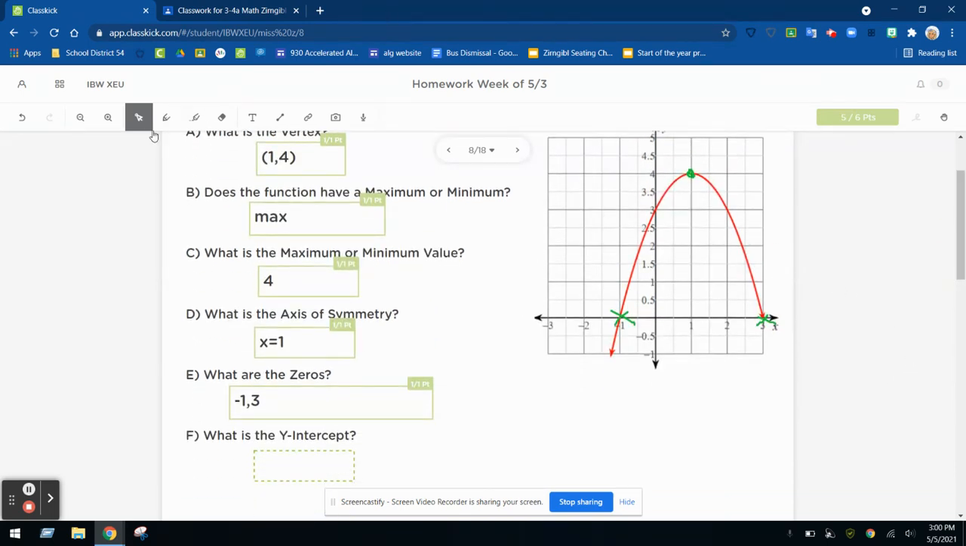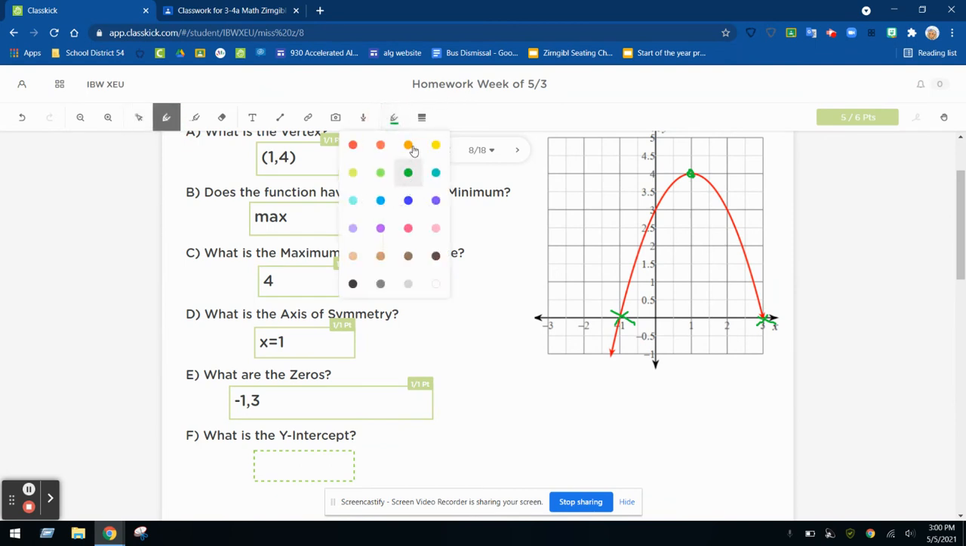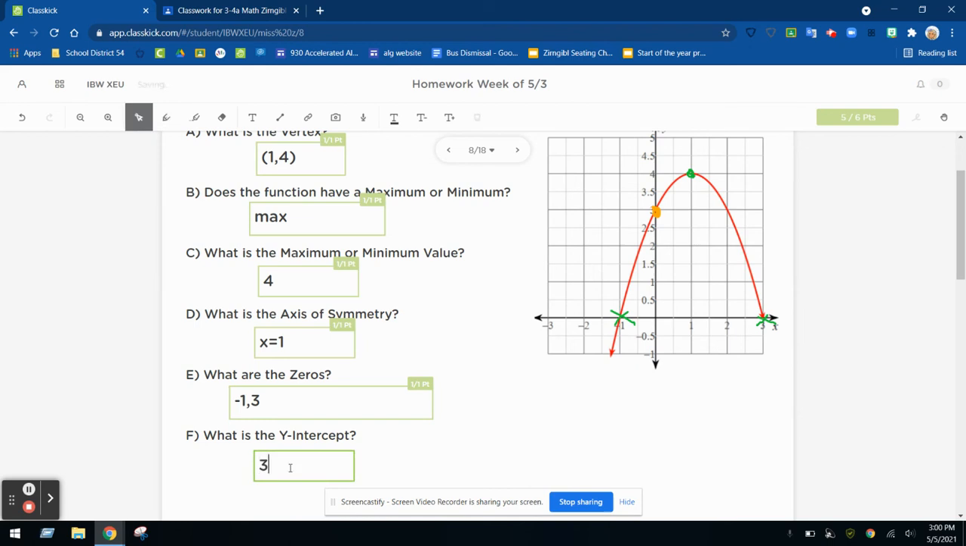And then lastly, we have our y-intercept. Our y-intercept, just like in the start of the year, is where we cross the y-axis. On this graph, we cross the y-axis at 3. So the y-intercept is 3.